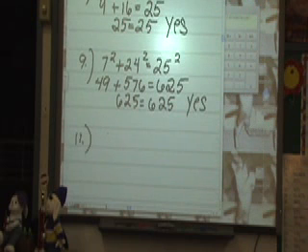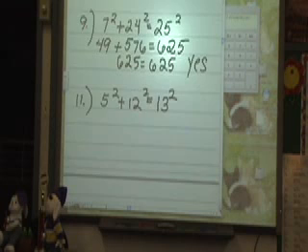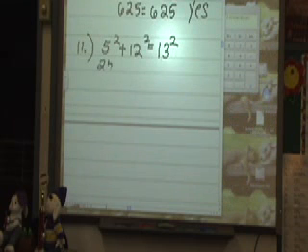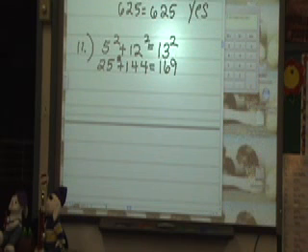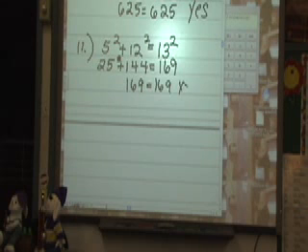Number 11. 5 squared plus 12 squared equals 13 squared. Very good. He remembered to make sure that the longest side was the hypotenuse. They didn't give you that order. Go ahead. 5 squared is? 25. 12 squared is? 144. And 13 squared is? 169. And if you add 25 and 144, what do you get? 169. So, yes or no? Yes, it is a right triangle.